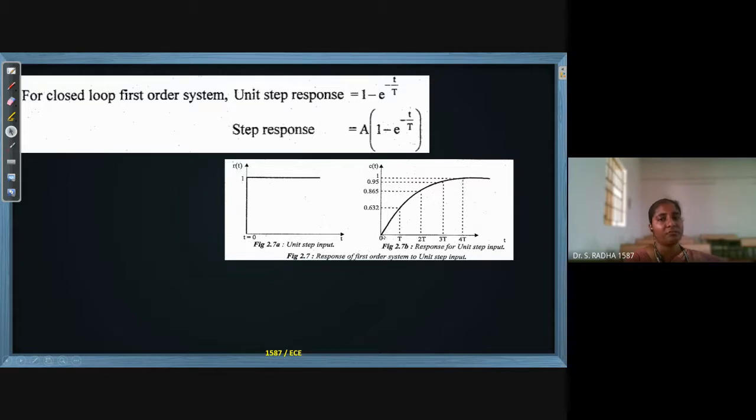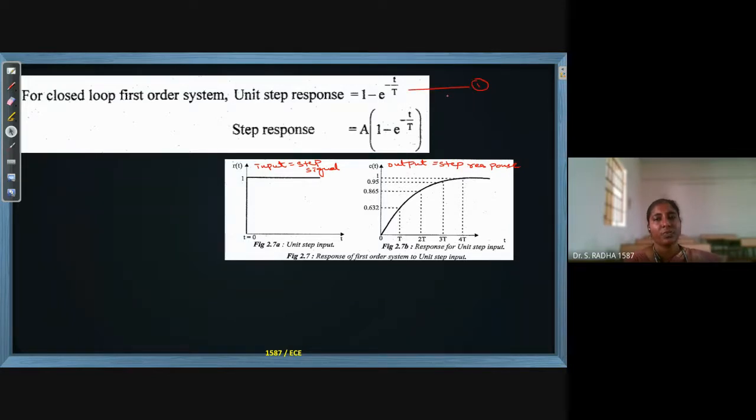So we are drawing the final graph. This thick line is the final graph. The first one is the input graph, the second one is the output graph. Input is a step signal. This is the output, otherwise called the step response graph. This is our equation 1.